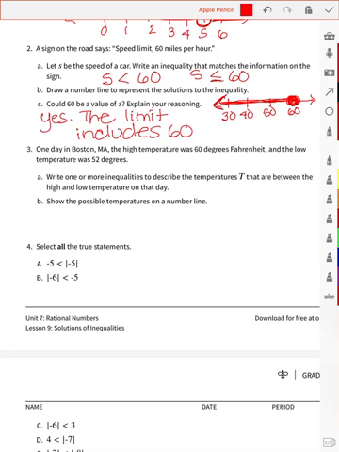All right, number 3. One day in Boston, Massachusetts, the high temperature was 60 degrees Fahrenheit and the low temperature was 52. Write one or more inequalities to describe the temperatures T that are between high and low temperatures on that day. So if it's between 52 and 60, you could say T is greater than or equal to 52, and T is less than or equal to 60.